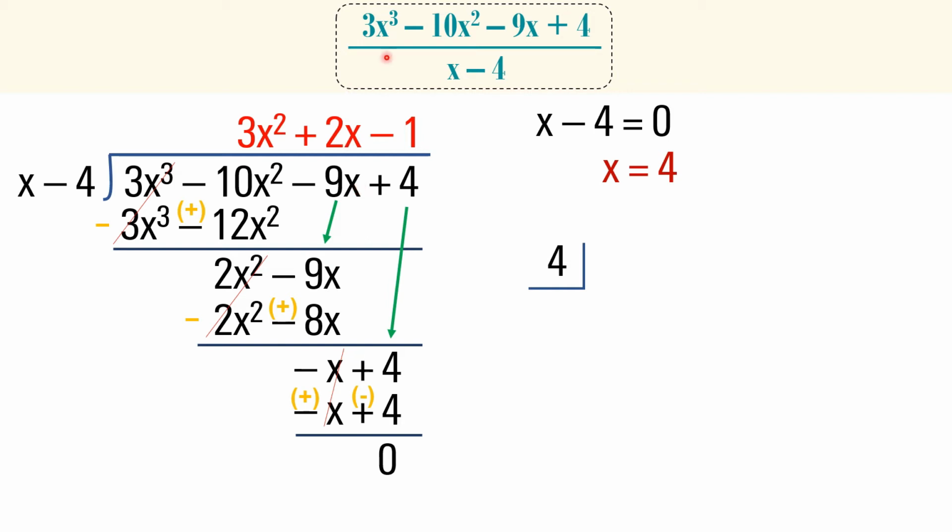So here, the highest exponent we have is 3. So we have x cubed as our highest degree. Therefore, we will start with this term. So the coefficient of this term is +3. Let's write +3 here. Followed by -10. Okay, let's write -10. And then we have -9 here. -9. And we have +4.